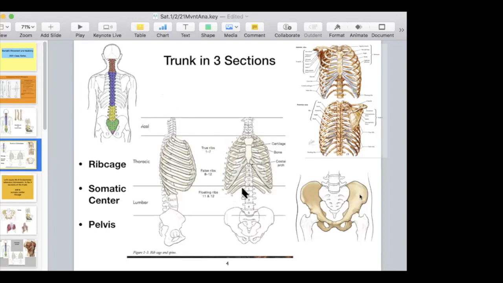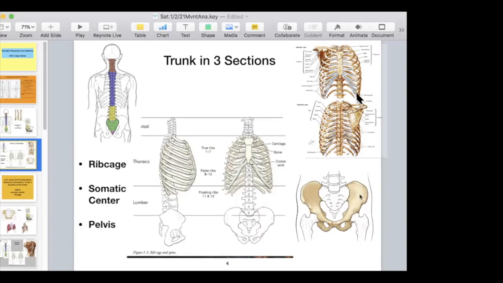Then the somatic center section in the front is a very much larger space than it is in the back. The lower border of the somatic center is the complete crest or rim. We think of this as the iliac crest. But then if we continue around the whole rim, this is the pelvic bones, and then coming up the whole rim, that's the bottom of your somatic center.